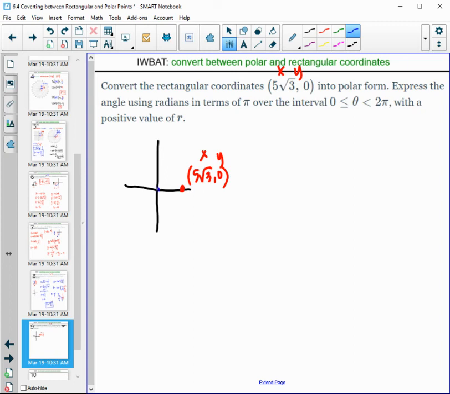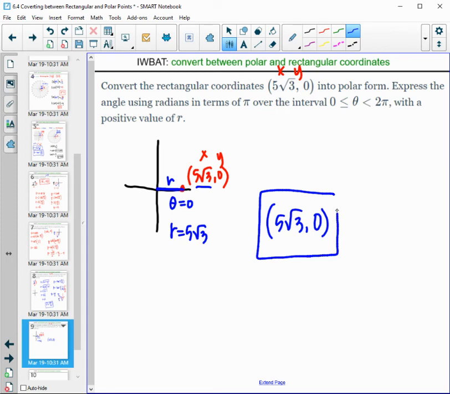To go from the center to this, it's just this straight line. So this angle, we haven't even moved. So the angle here is 0. And then the r is just the length of this. That's going to be the same as the x value in this case. So your r is 5 root 3. So r comma theta is the exact same in polar as it is in rectangular.